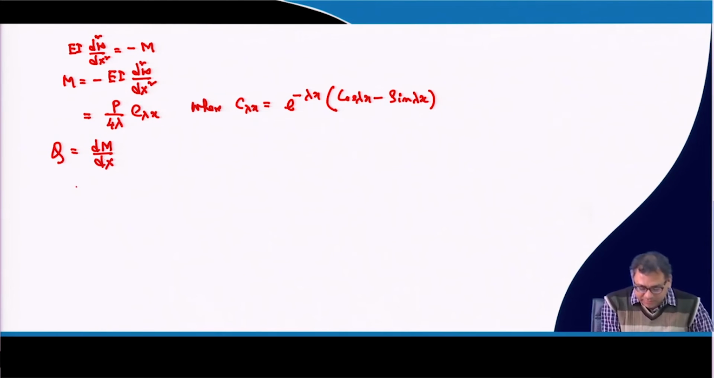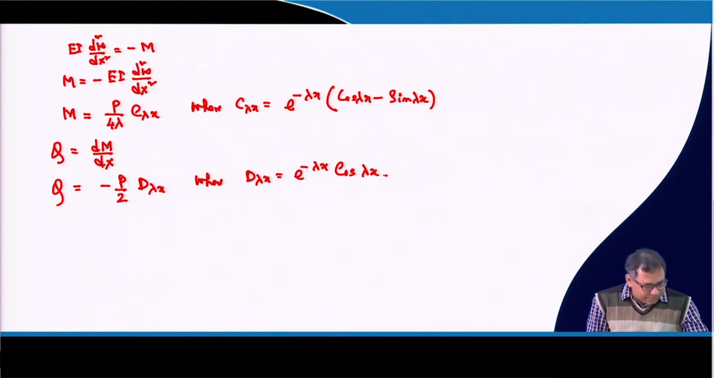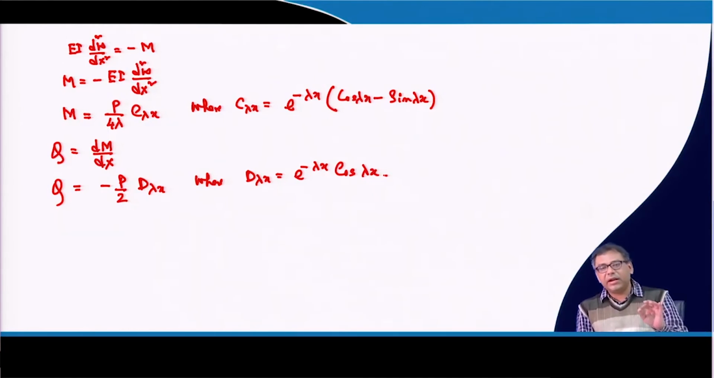So, once you do the dm by dx, then you will get the shear force is equal to P by 2 D lambda x, where D lambda x is equal to e to the power minus lambda x, then cos lambda x. So, these are the equations when the infinite beam is subjected to a concentrated load. And remember that all the equations that I have given are applicable if your x is greater than 0.